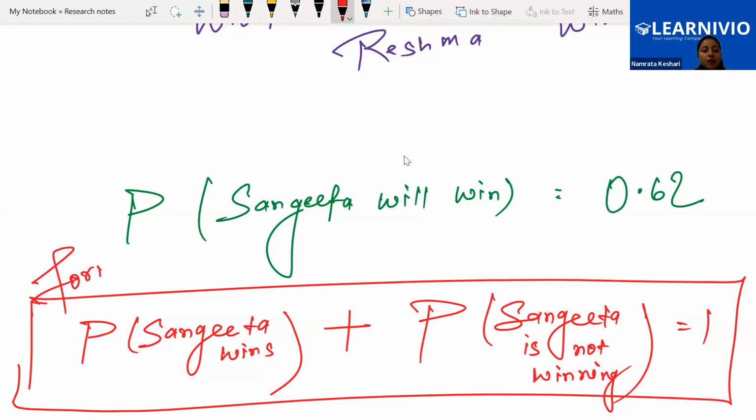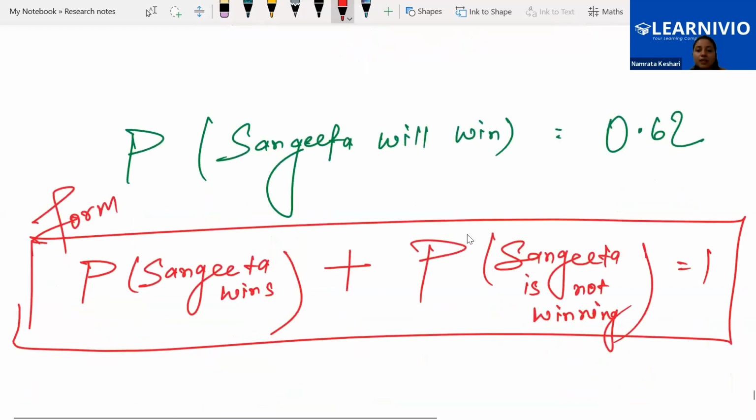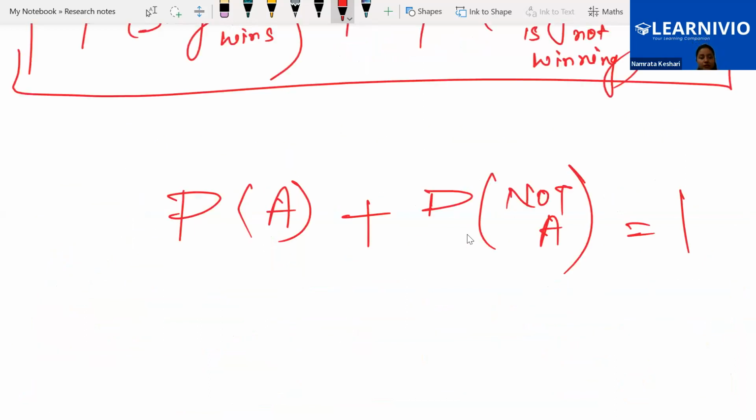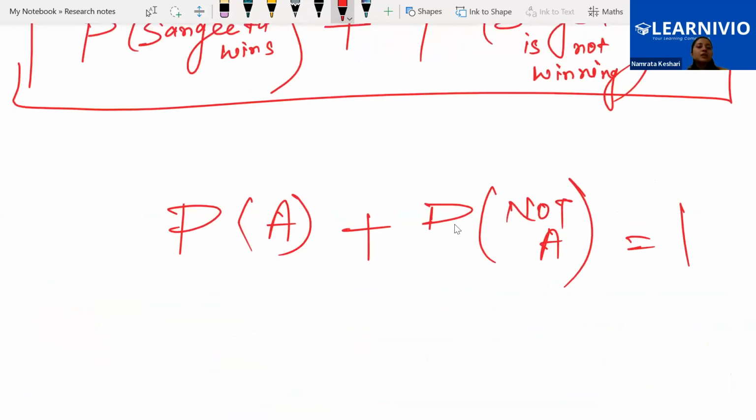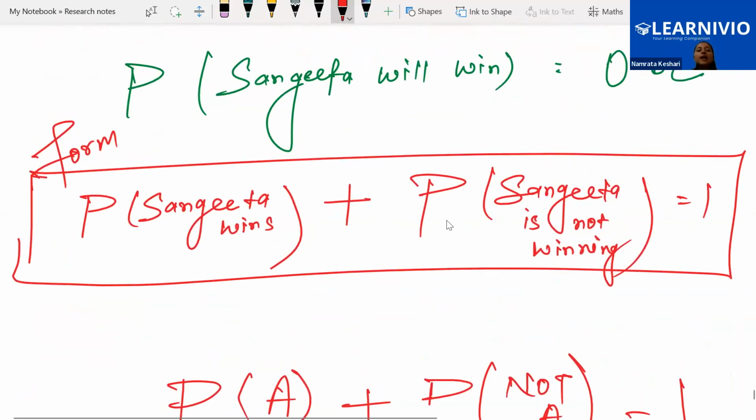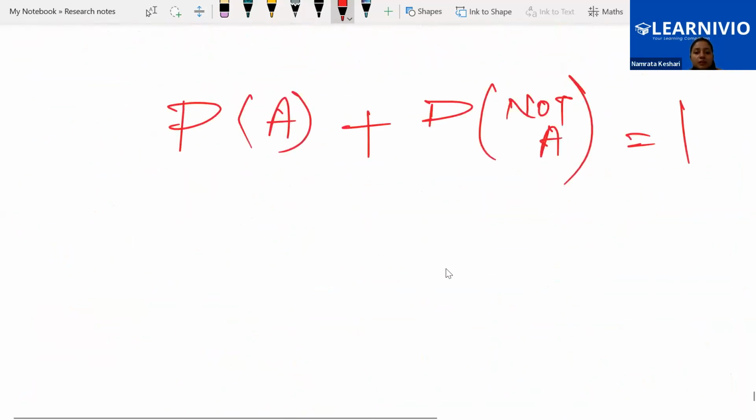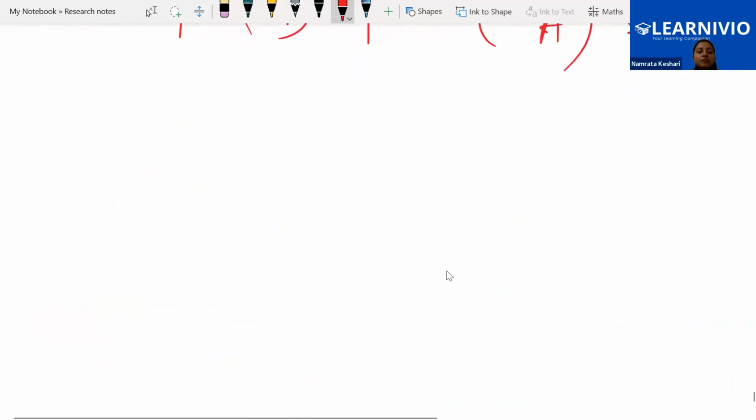The formula is: probability that A is going to happen plus probability that A is not going to happen will always be 1. Why will it always be 1?